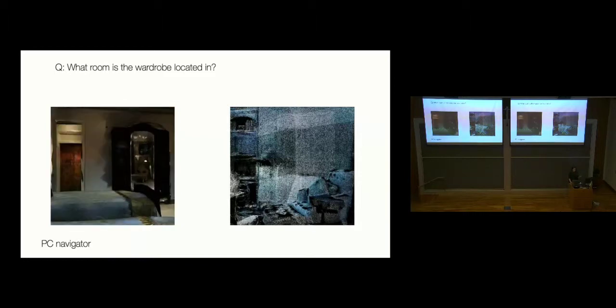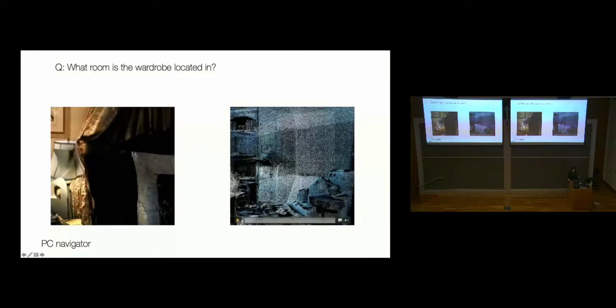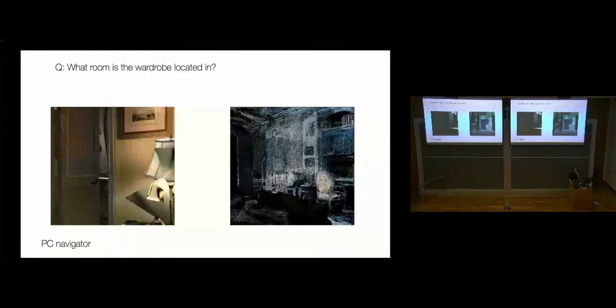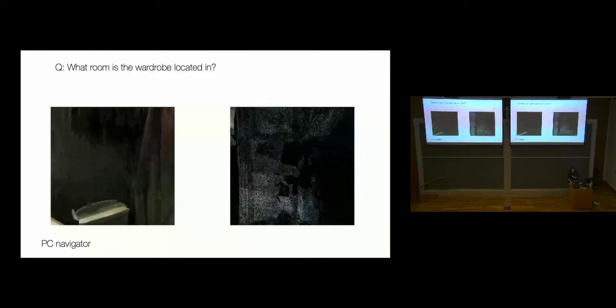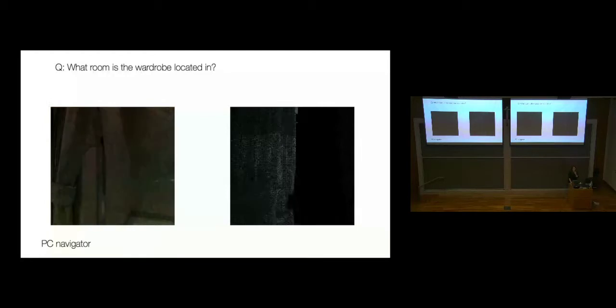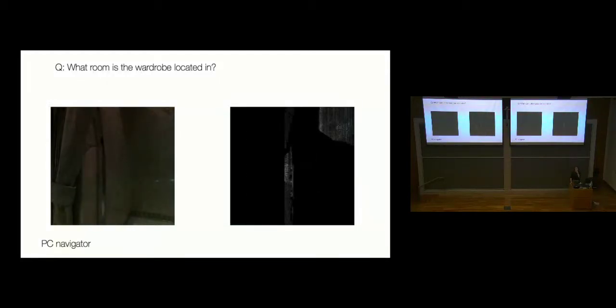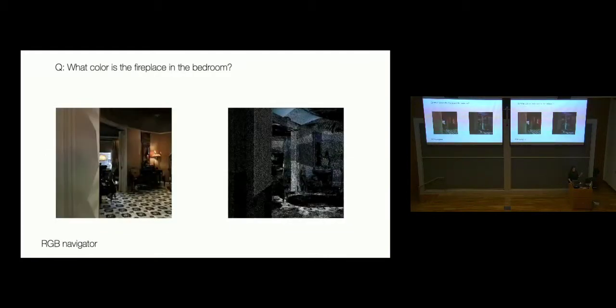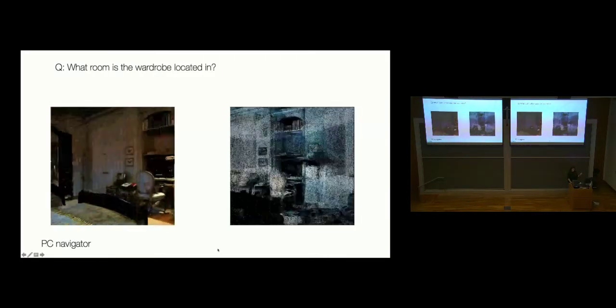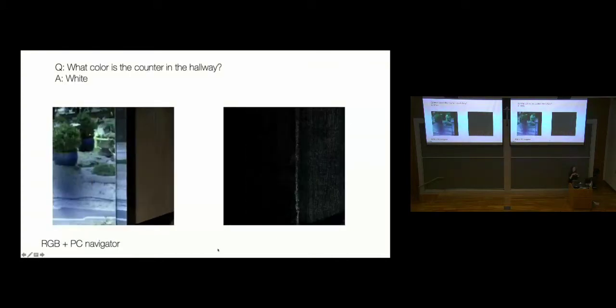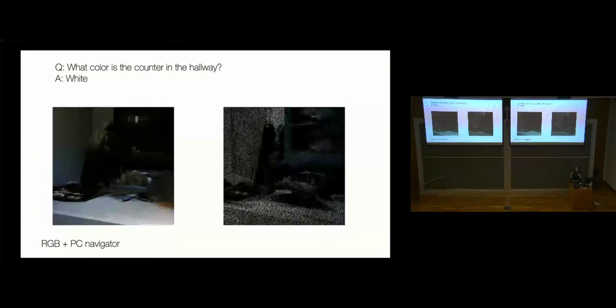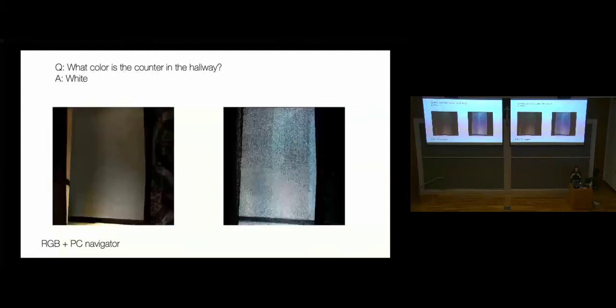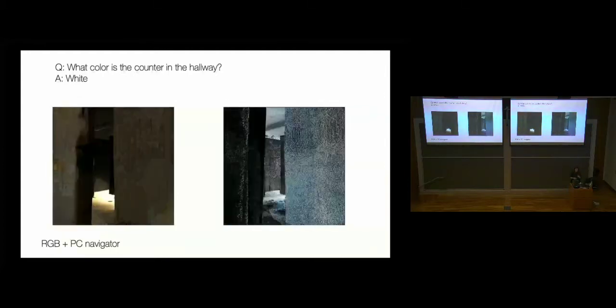On the other hand, point cloud navigators, so navigators that only navigate with point clouds, have a better time at avoiding obstacles, but have a much harder time with semantic understanding. And it's only when you put RGB and point cloud models together that you basically get the best of both worlds.